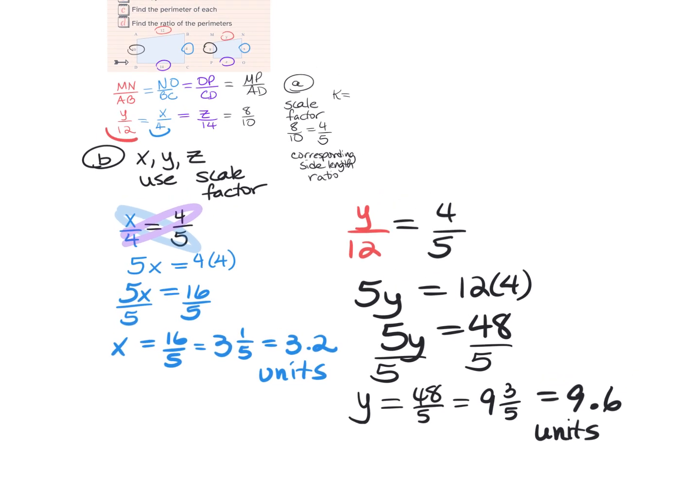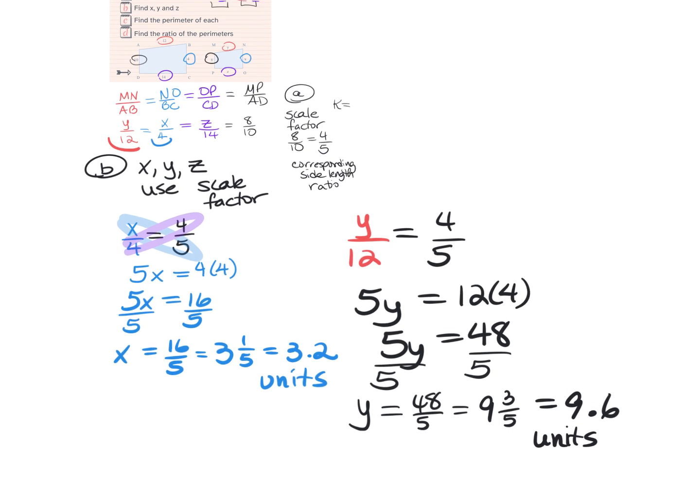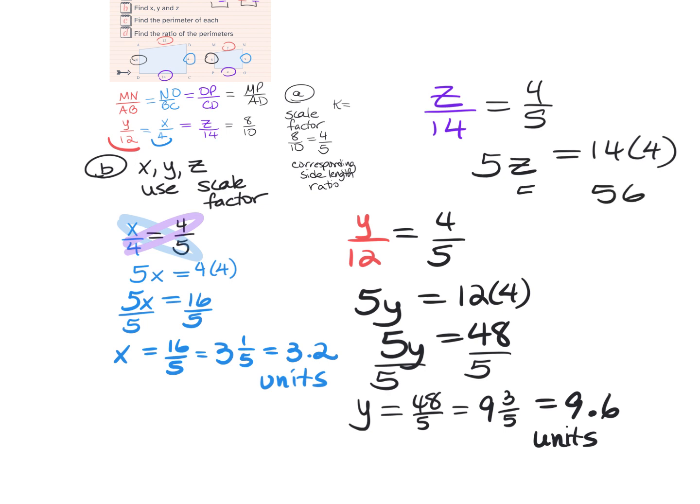I still need to find z. Z was the purple. It was the OP over CD. So z over 14. Set that equal to the scale factor and cross multiply and divide. So 5z is equal to 4 times 14. 4 times 14 is 56. Divide.